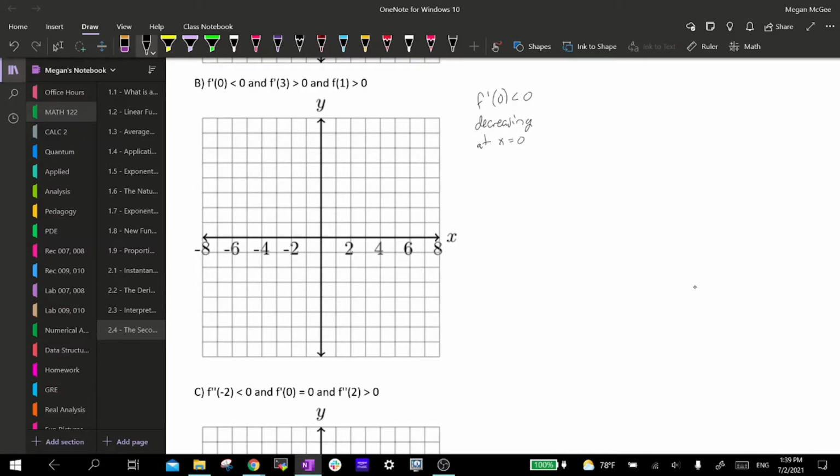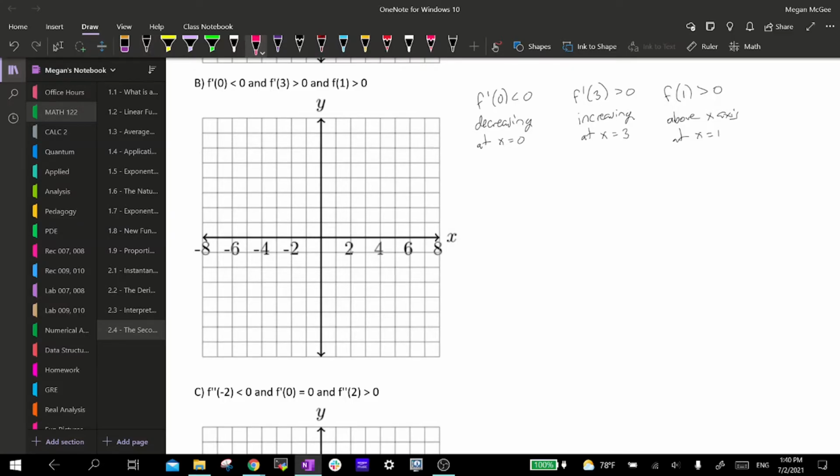Alright. Then we have again the derivative, but this time at 3, and it's positive. So we must be increasing at x is equal to 3. And then our last bit of information, we have just the function value f of 1 must be positive. So again, this must be above the x-axis at x is equal to 1.